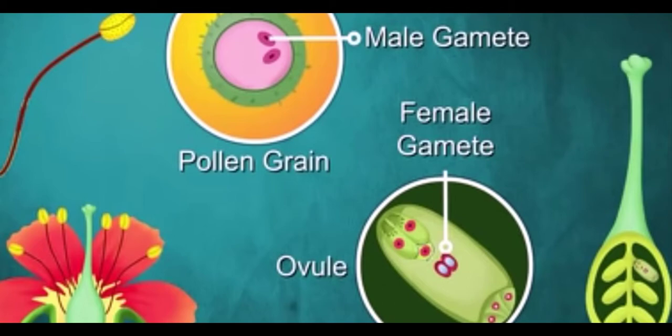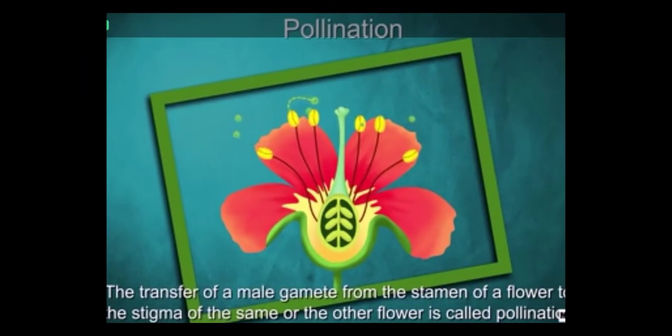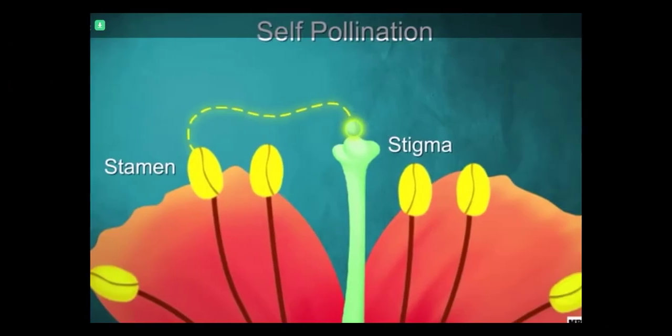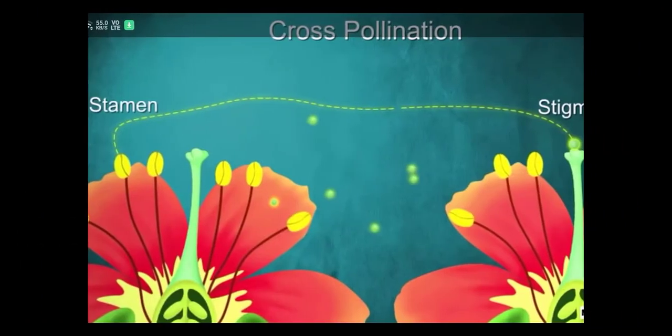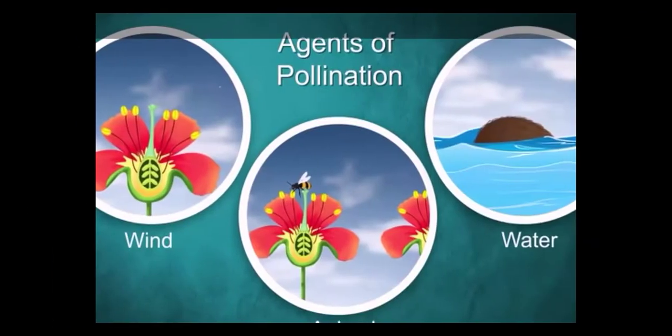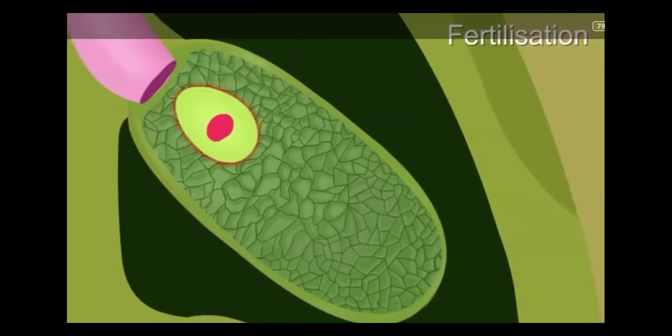But for this, one more important process is pollination, the transfer of pollen grains from the male to the female flower. If it takes place in the same flower, it is called self-pollination. If it takes place in a different flower, on a different plant, it is called cross-pollination. We have studied the agents of pollination.